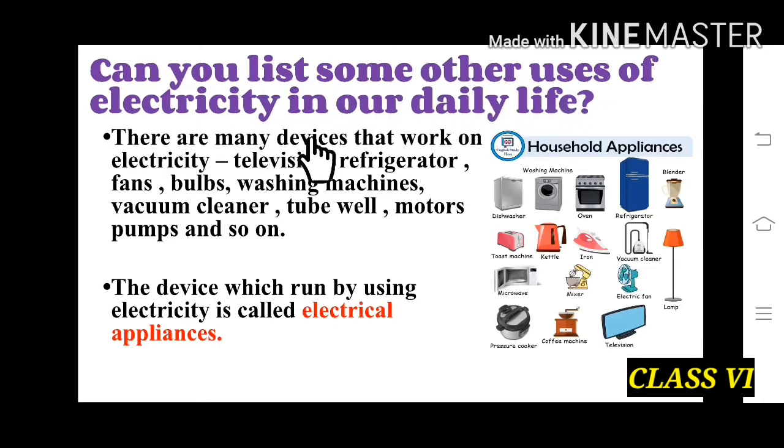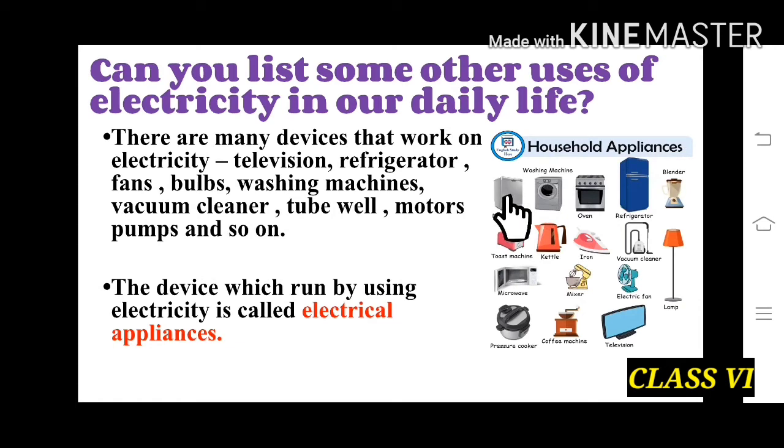There are many devices that work on electricity. Television, refrigerator, fans, bulb, washing machine, vacuum cleaner, tube well, motor pumps and so on. So in this picture we are going to see some household appliances.